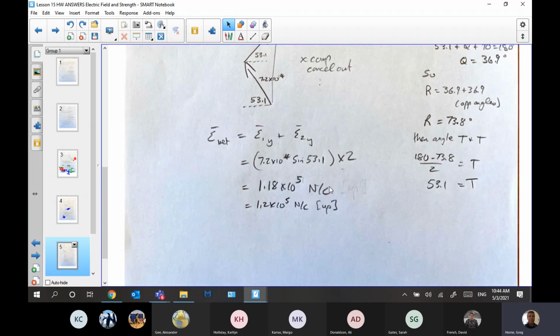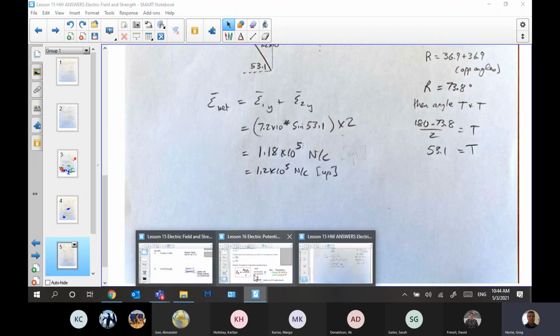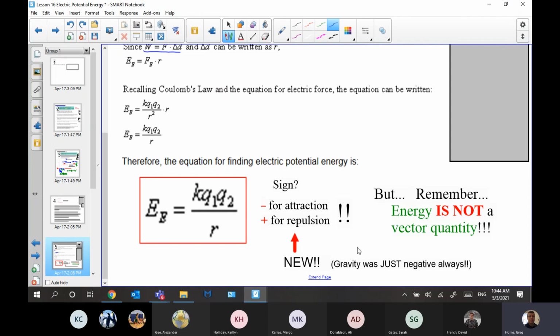So they add vectorially fully, whereas with the energy concept, if we have a positive and a negative, they're certainly going to work against each other, but they don't have directions in the same way as in a force case.